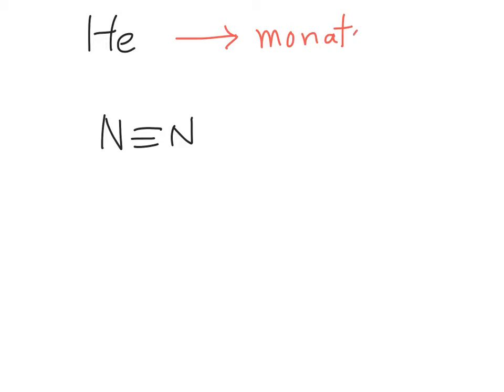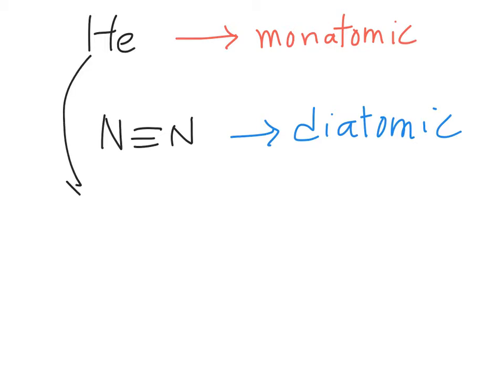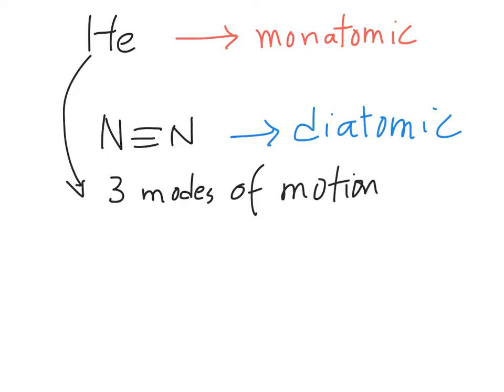To understand the difference between helium and nitrogen, helium is monoatomic. There's only one atom. Nitrogen is diatomic. Monoatomic has 3 modes of motion, which is translation: Vx, Vy, and Vz.